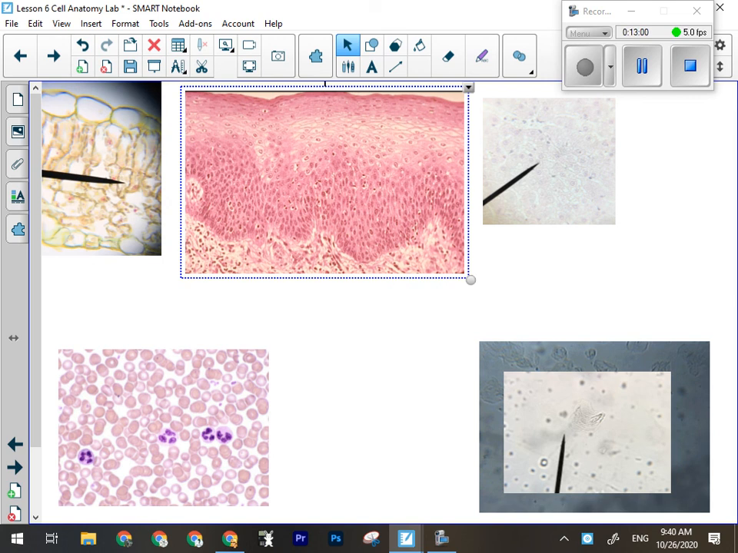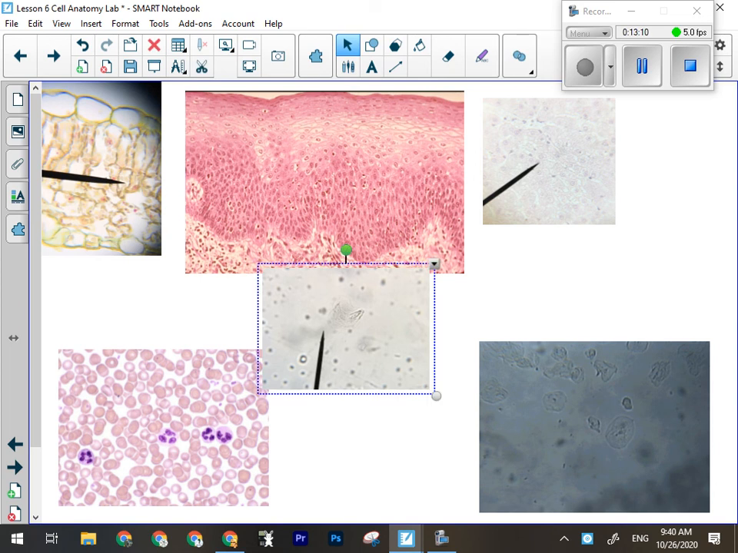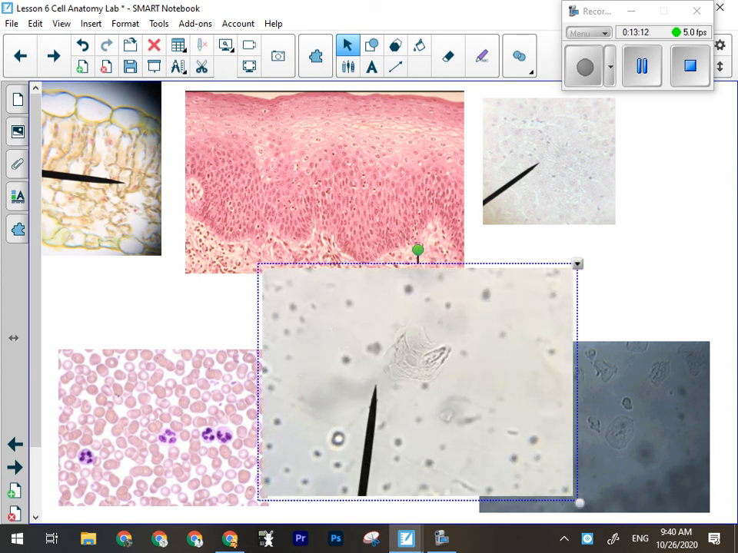But I'll put some human blood out there. You can look at that. You don't have to take a picture of it, but everybody always asks. But for your own cheek cells, these are mine here. So that's just a cell taken from the inside of my cheek with a Q-tip.